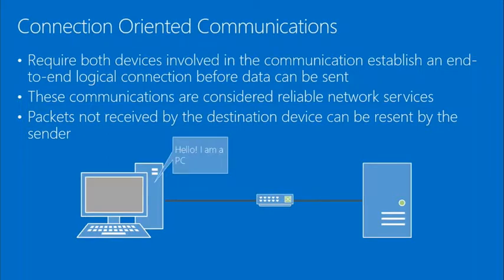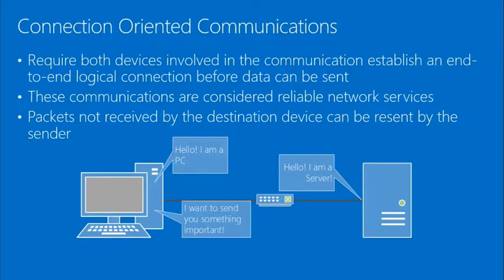So at this point, the PC is basically saying, hey, I'm a PC, I'm going to need services. The server says, hi, I'm a server, and makes an acknowledgement. I want to send you something important. Okay, I will watch for it. So we have this back and forth communication that's a connection-oriented communication. We're aware that something's going to happen. We're making sure it happens correctly and properly and in order and in time. And again, as we mentioned, packets not received can be resent.